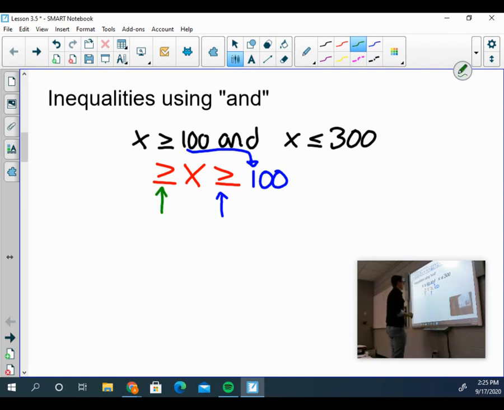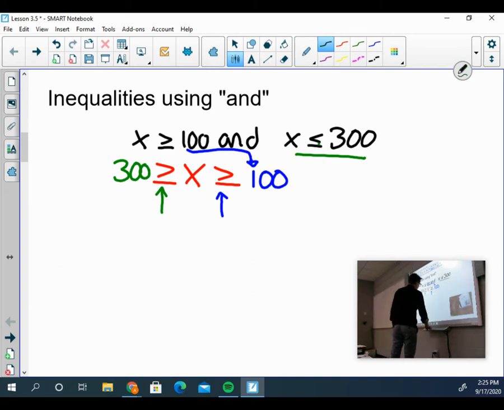Consequently, we also have this inequality where x is on the smaller end. All of the values that we could plug in for x are going to be less than or equal to some number. And we notice, right, x is less than or equal to 300. 300 is on the large end. This is how we write and inequalities.